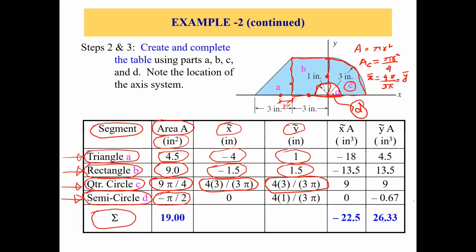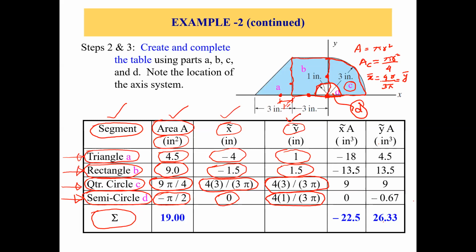Now what is the x bar? We know that x bar is at this point, right at the origin, so x bar equals 0. Now what is y bar? Y bar is again 4r over 3 pi. So r is 1 inch, and we get 4 times 1 divided by 3 times pi as the y bar of this part D. So now we are done with the first 4 columns: the area of each part, and the x bar and y bar of each part.